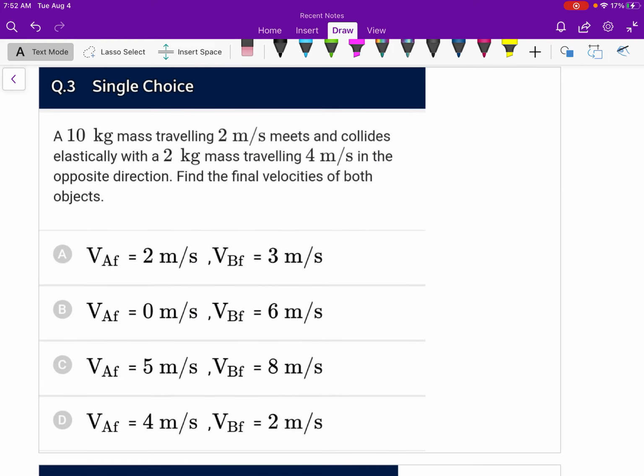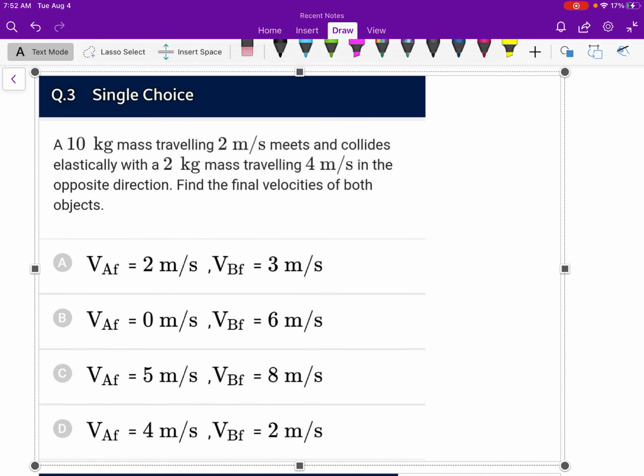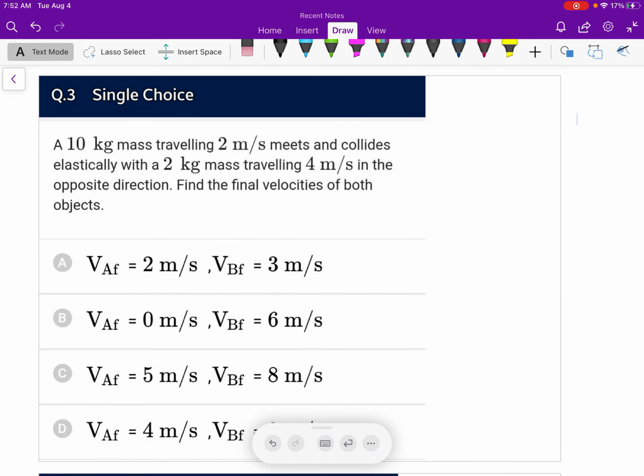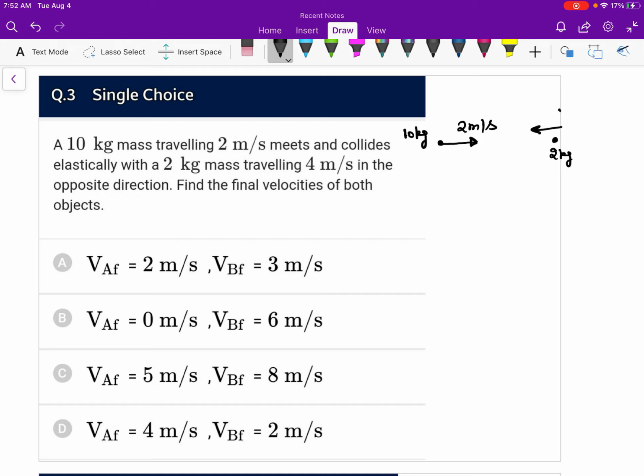A 10 kilogram mass traveling at 2 collides elastically with a 2 kilogram mass traveling at 4. Find the final velocities. So 10 kilogram mass is traveling in this direction with speed 2 meters per second, and 2 kilogram mass is traveling in left direction with speed 4 meter per second. So consider towards right to be positive and towards left to be negative, and the collision is elastic.